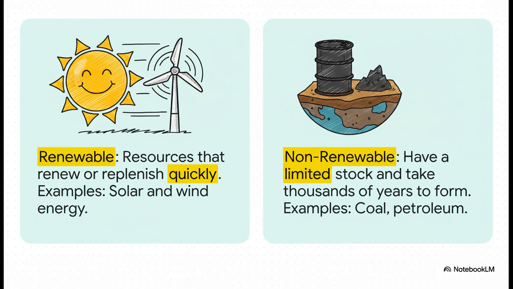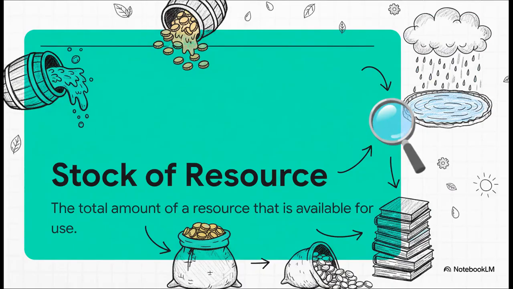We're talking about things like coal, petroleum, and natural gas. Now, here's a super important point. Even with renewable resources, we have to be careful. Just because water is renewable doesn't mean we can't pollute it or waste it. If we're not smart, we can definitely deplete even resources like forests or clean water. And just to be crystal clear, when we say stock of a resource, all we mean is the total amount that's out there and available for us to use.